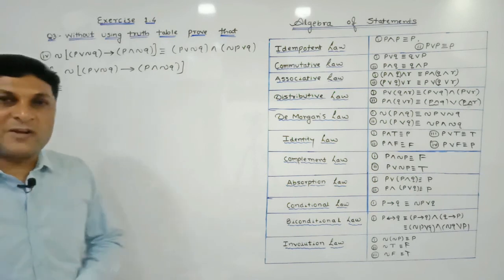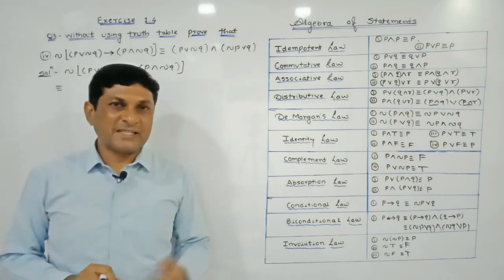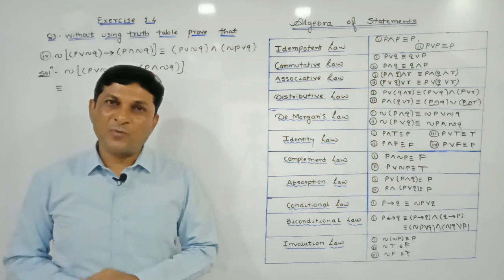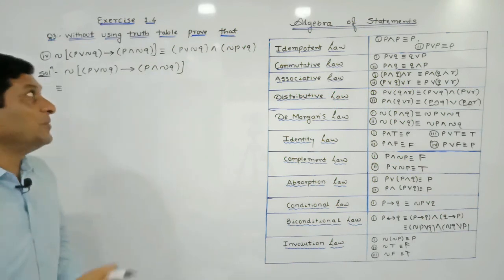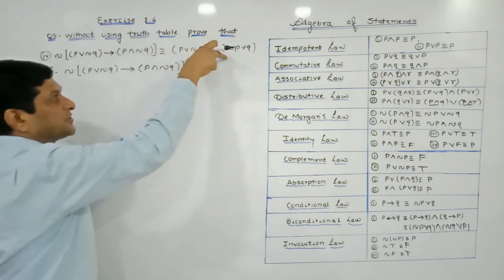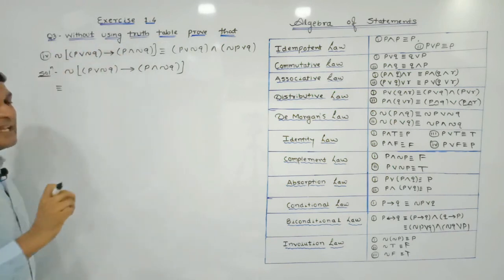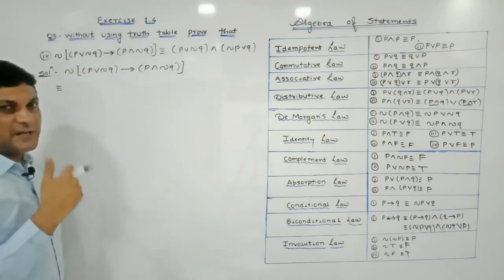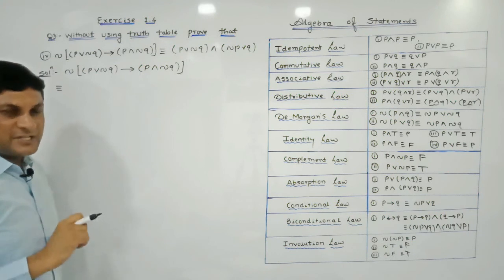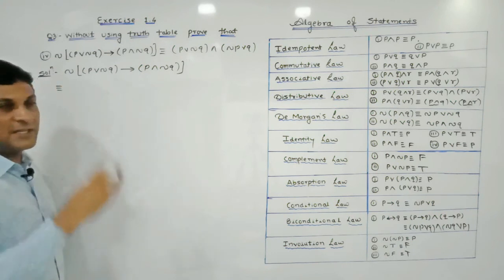Now let us try to solve the last example from this exercise, and also the last example from question number 3. So here we have to show that these two statements are logically equivalent. First we consider the left hand side. Simplifying it, we will try to show that its value is equal to RHS using our important laws.